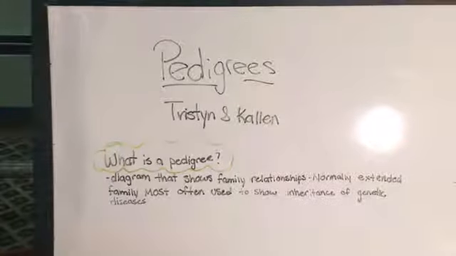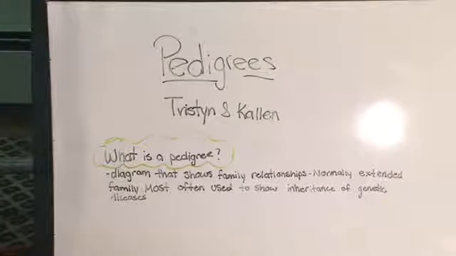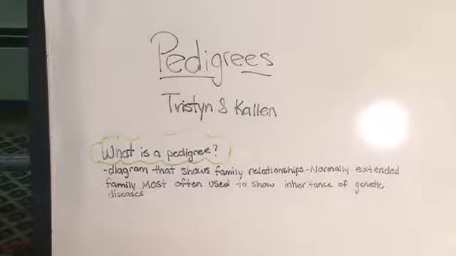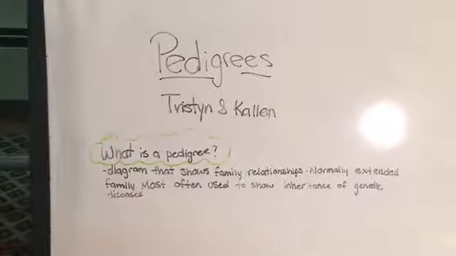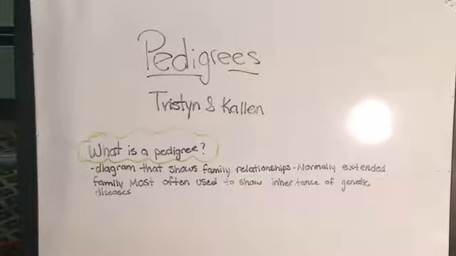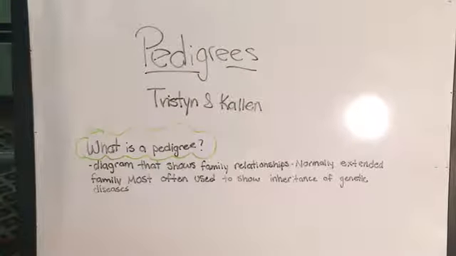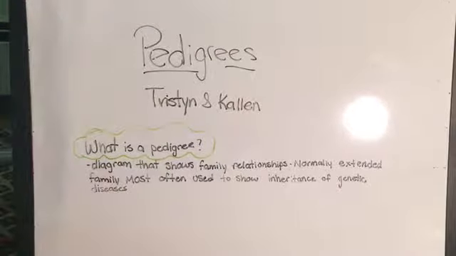Today we're going to talk about pedigrees. What is a pedigree? A pedigree is a diagram that shows family relationships, normally extended family, most often used to show inheritance of genetic diseases through dominance and recessiveness.